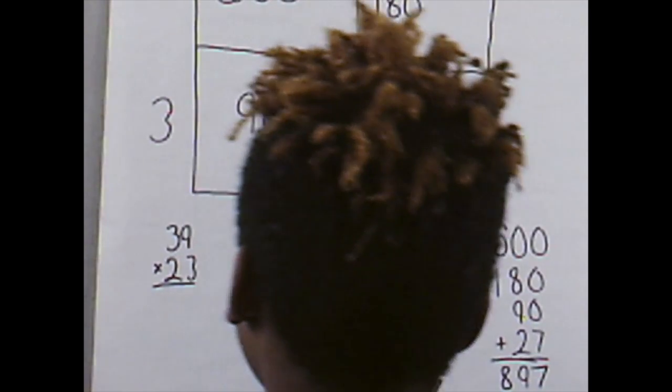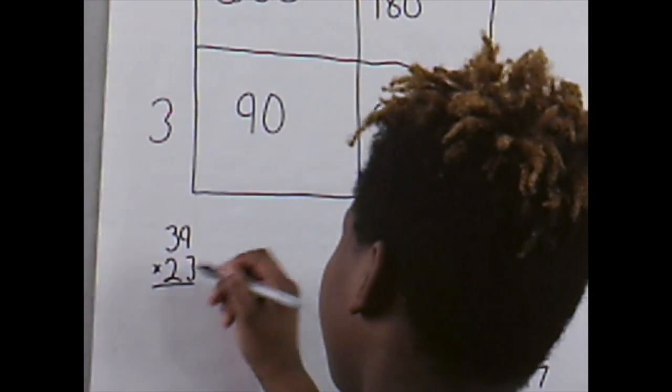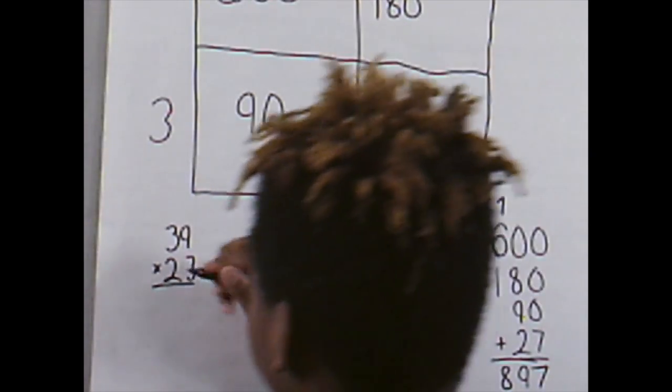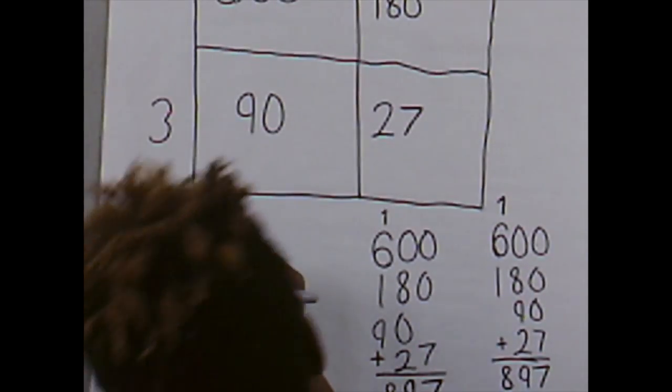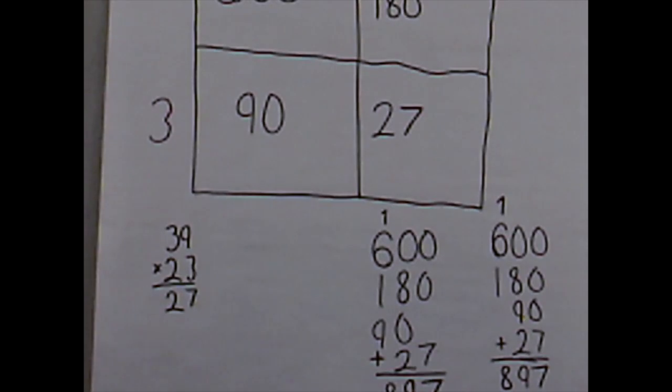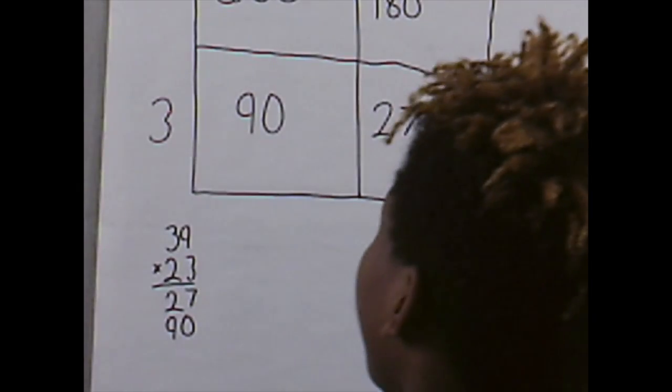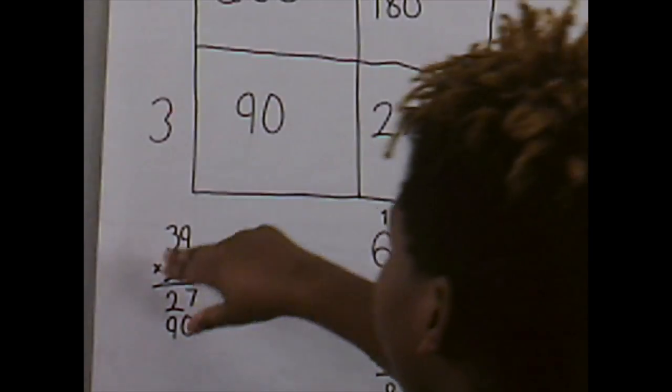So of course we're going to start with the 3 since it's our ones place from there first. We got 9 and 3. Of course that equals 27. Okay. We got 30 and 3, which of course equals 90. Okay. And since these are just 2-digit numbers, we're going to move to our tens place.